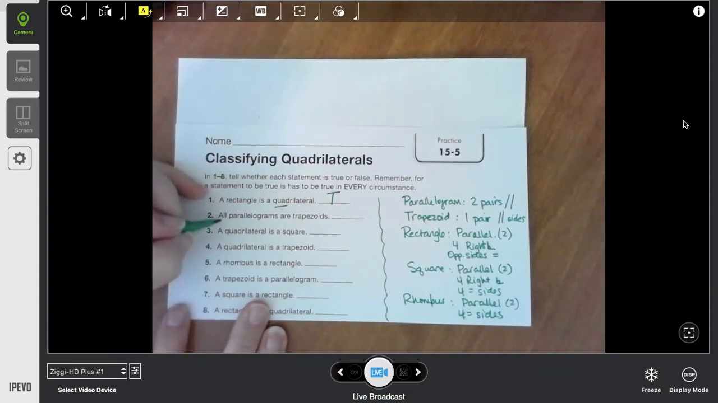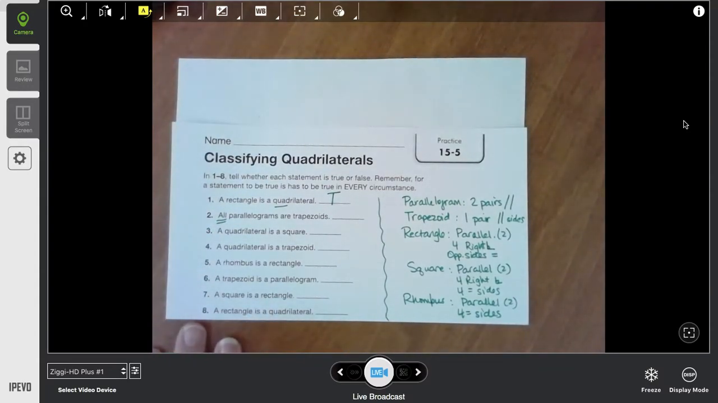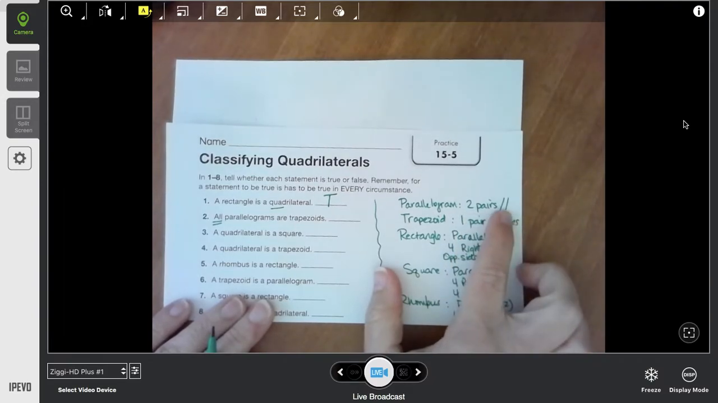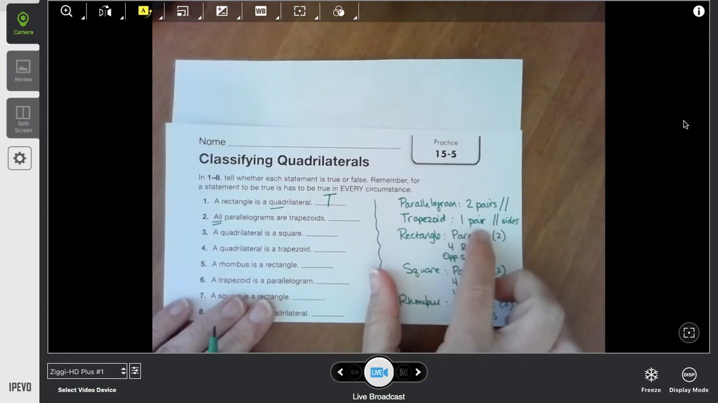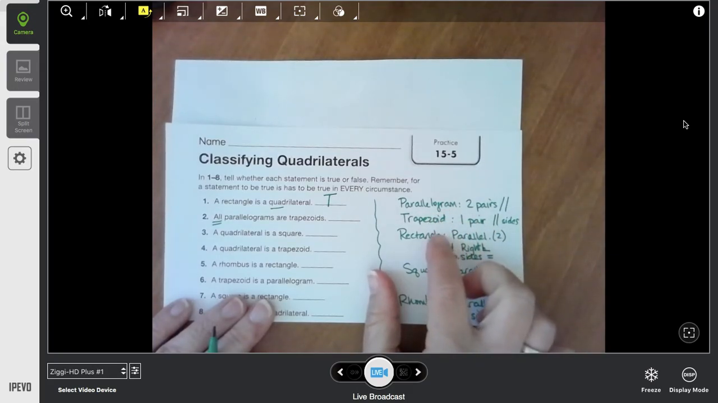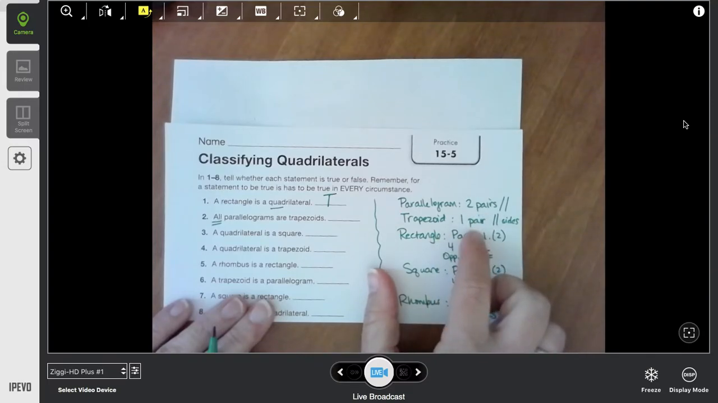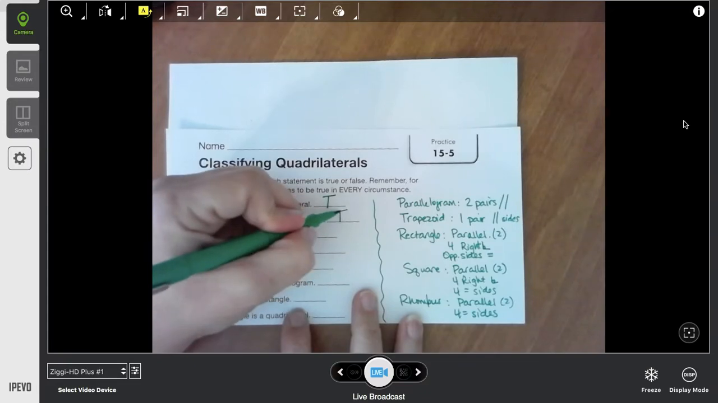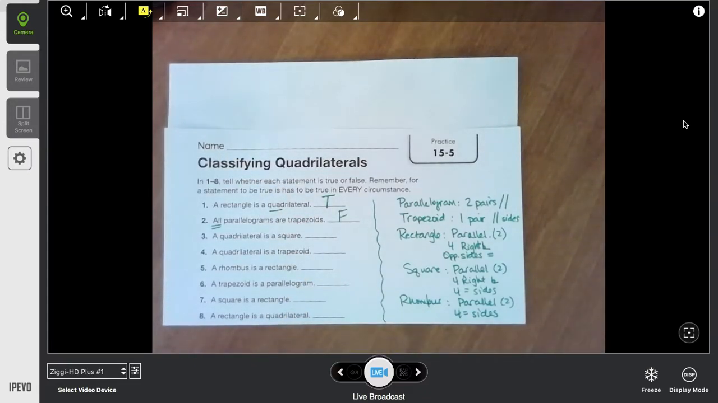This next one says all parallelograms are trapezoids. Well, let's think this one through. Parallelograms have to have two pairs of parallel sides. This little symbol means parallel. A trapezoid has to have one pair of parallel sides. So can a parallelogram be a trapezoid if it has to have two pairs, but trapezoids only have one? Absolutely not. That is not possible, so it is not true.